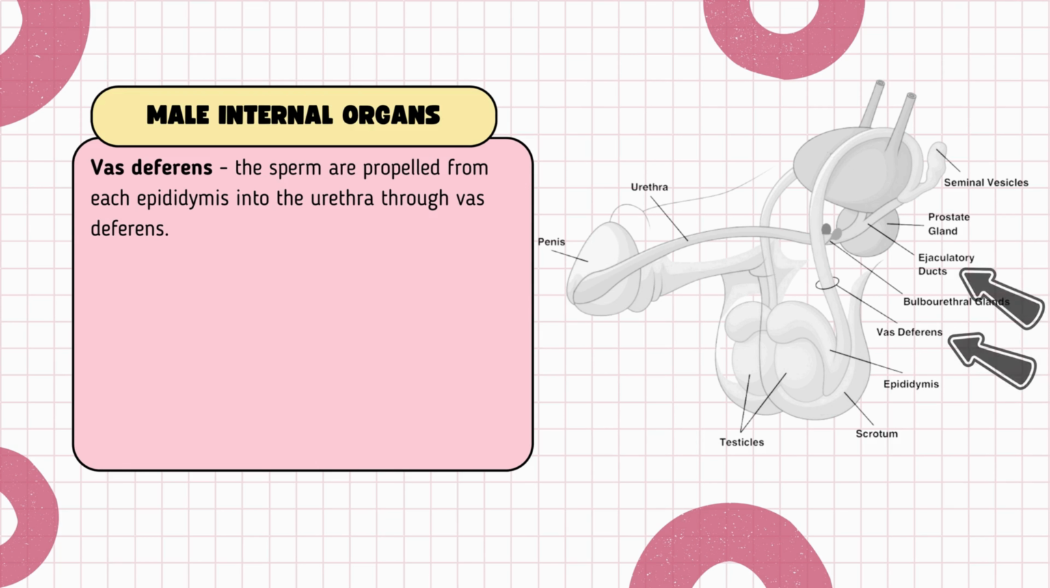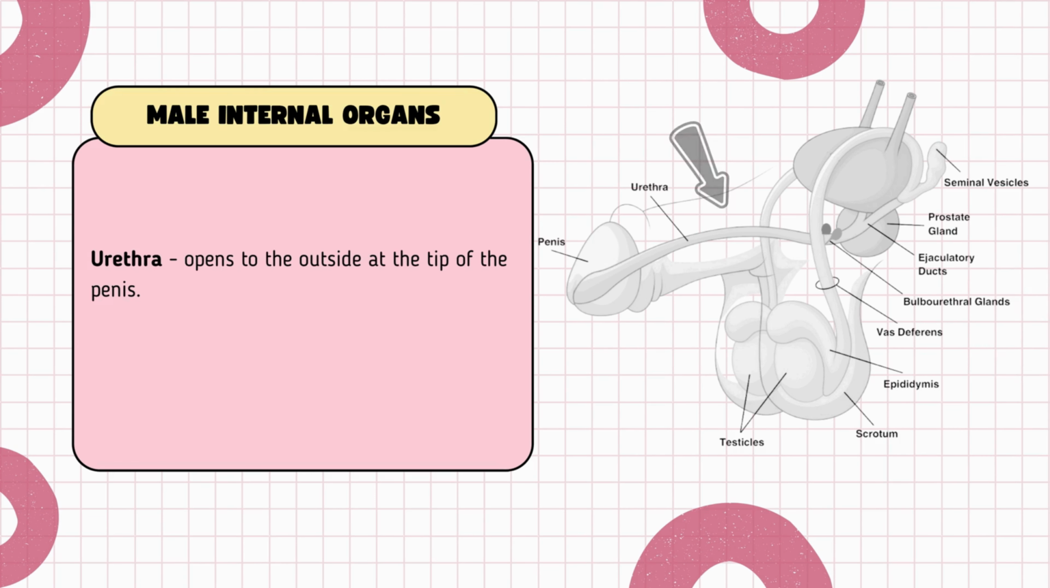Each vas deferens extends behind the urinary bladder, where it joins a duct from the seminal vesicle, forming the ejaculatory duct. The ejaculatory ducts open into the urethra. The urethra runs through the penis and opens to the outside at the tip of the penis, called the meatus.